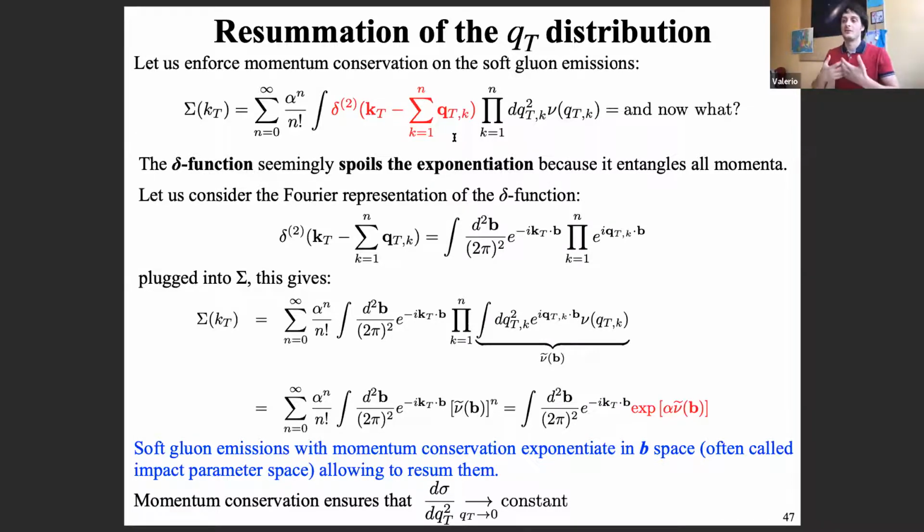Well, the way out is just to use the Fourier representation of the delta function, which is written here. You all know that in Fourier space it is just written in terms of exponentials that of course factorize. And so we can plug this representation in the Sudakov form factor, and then we essentially just do the calculation. What happens is that exponentiation does take place, but it doesn't take place in qT space, it takes place in b space, which is often called the impact parameter space. So you have a Fourier transform of an exponential of the Fourier transform of the emission probability, and this is what the ν tilde is. So in impact parameter space, exponentiation and resummation does take place. And this trick also cures the problem of the LLA for qT going to zero, and you get something that is actually constant when qT goes to zero.